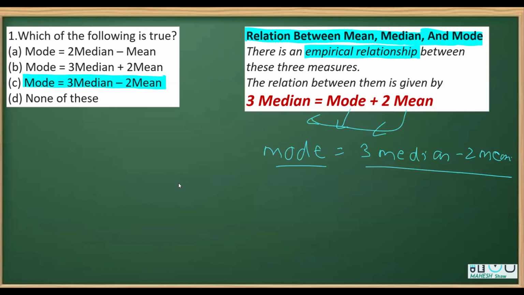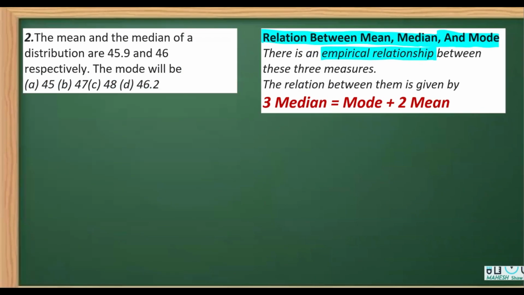Similarly, you can have MCQ in any other options given here. You may be asked what mean is equal to. In that case, if you remember one relation, you can isolate. Like over here, if you isolate mean, it will be what? 3 median minus mode, that is minus mode divided by 2. Right. So this way you can be asked. Now let's see what is the next question here.